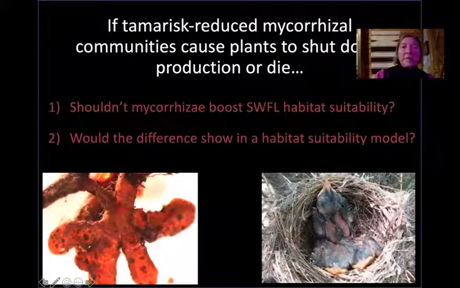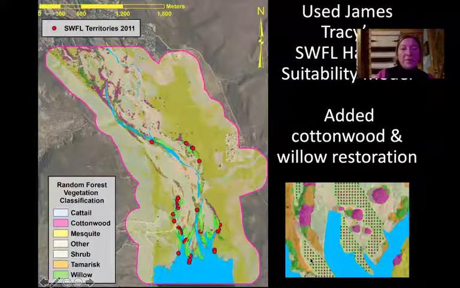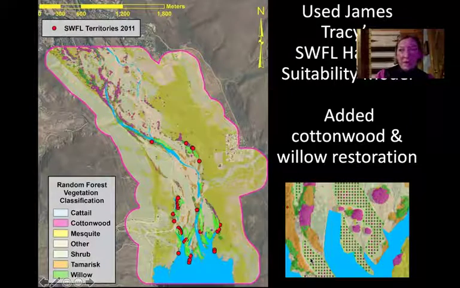So I wanted to know, if tamarisk reduced mycorrhizal communities cause plants to shut down production or die, then shouldn't mycorrhizae boost swiffle habitat suitability, and would we be able to see that in a habitat suitability model? And so James Tracy, who's presented his swiffle habitat suitability model at this conference in previous years, it's a GIS-based site-specific model, went ahead and entertained my questions and added a restoration project of cottonwoods and willows to an area in the model that was previously tamarisk.